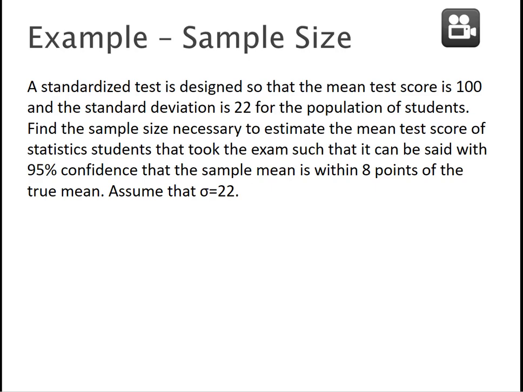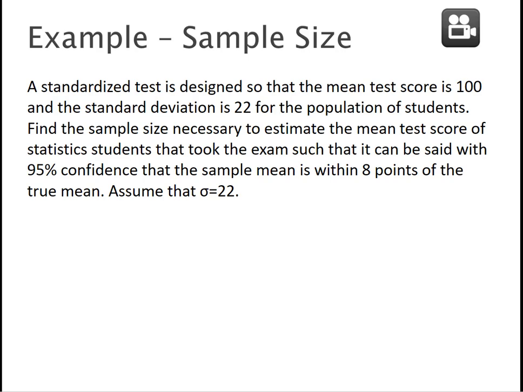A standardized test is designed so that the mean test score is 100 and the standard deviation is 22 for the population of students. We want to find the sample size necessary to estimate the mean test score of statistics students that took the exam such that it can be said with 95% confidence level that the sample mean is within 8 points of the true mean. And we want to assume that sigma is 22. Again, that's the standard deviation for the population.